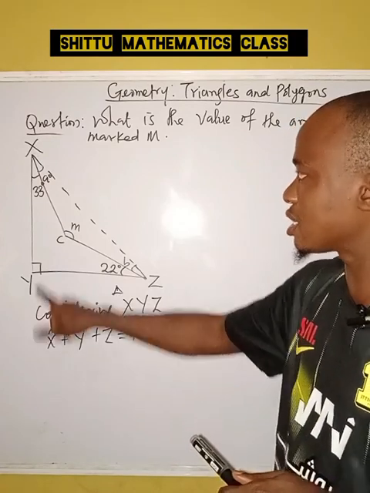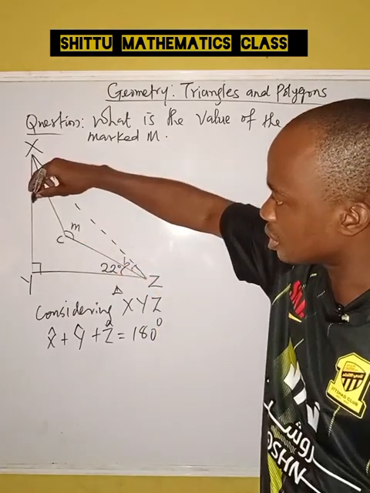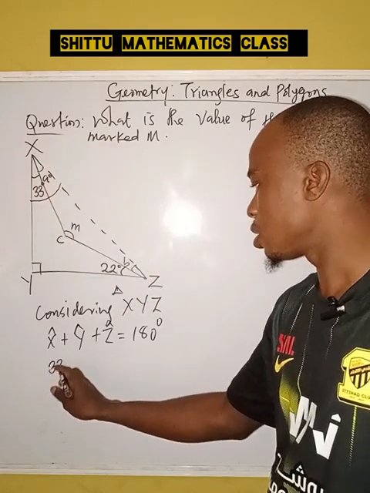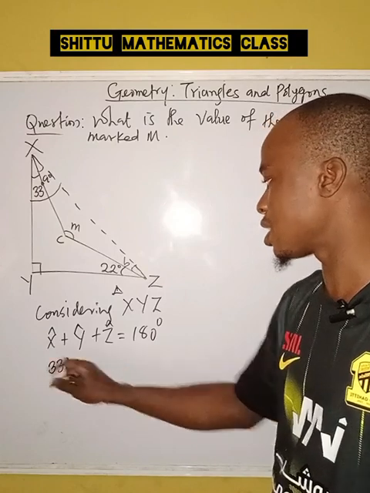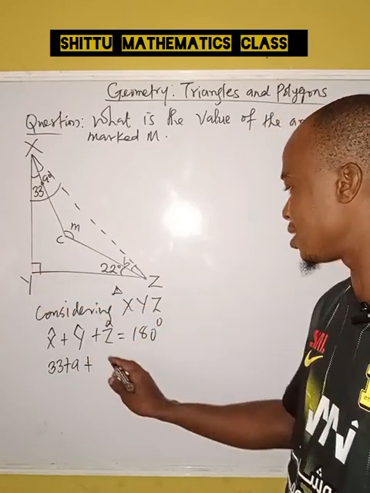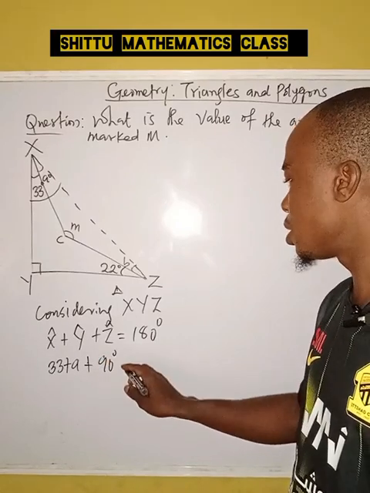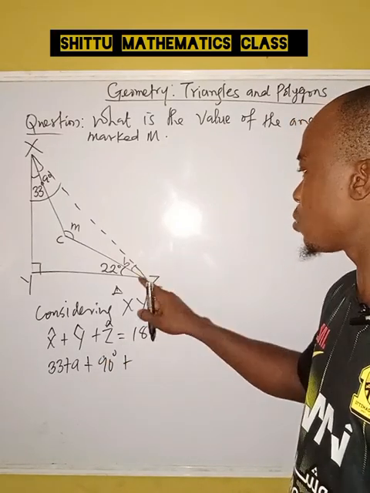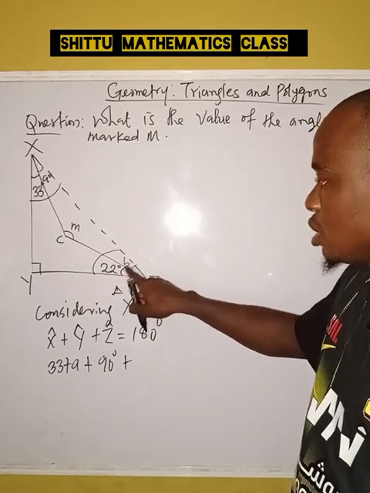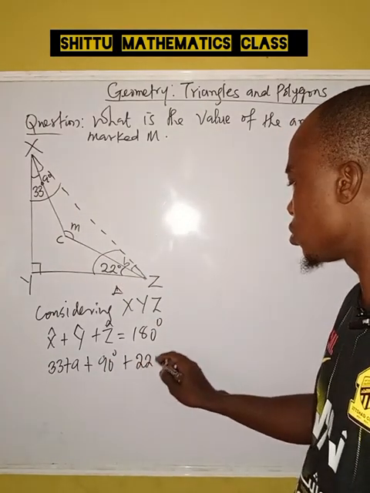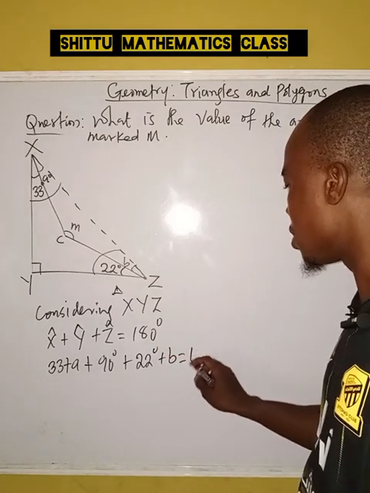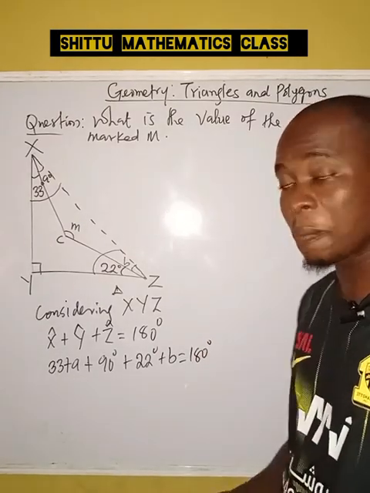So now the X is this, which means A plus 33, or 33 plus A. That is X. Then plus Y, look at this, is 90 degrees. Then plus the Z, what is it? Look at this, the Z will be the entire B and 22. We have 22 degrees plus B, then everything must be 180 degrees, right?